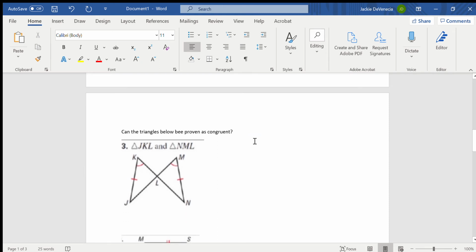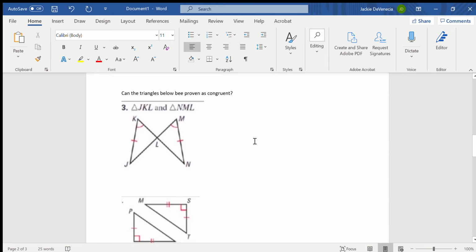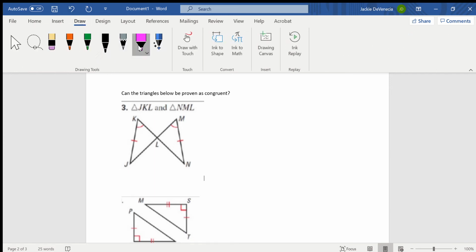Now let's move down to some questions over here. So here, for the following triangles we're going to look at, we have to see if we can prove these triangles are congruent. This should have just said B. So here we're working with triangles JKL and NML, right? Those are the two triangles we're working with. Now, whenever we want to prove congruence, we want to be very exact. So let me just make some marks.